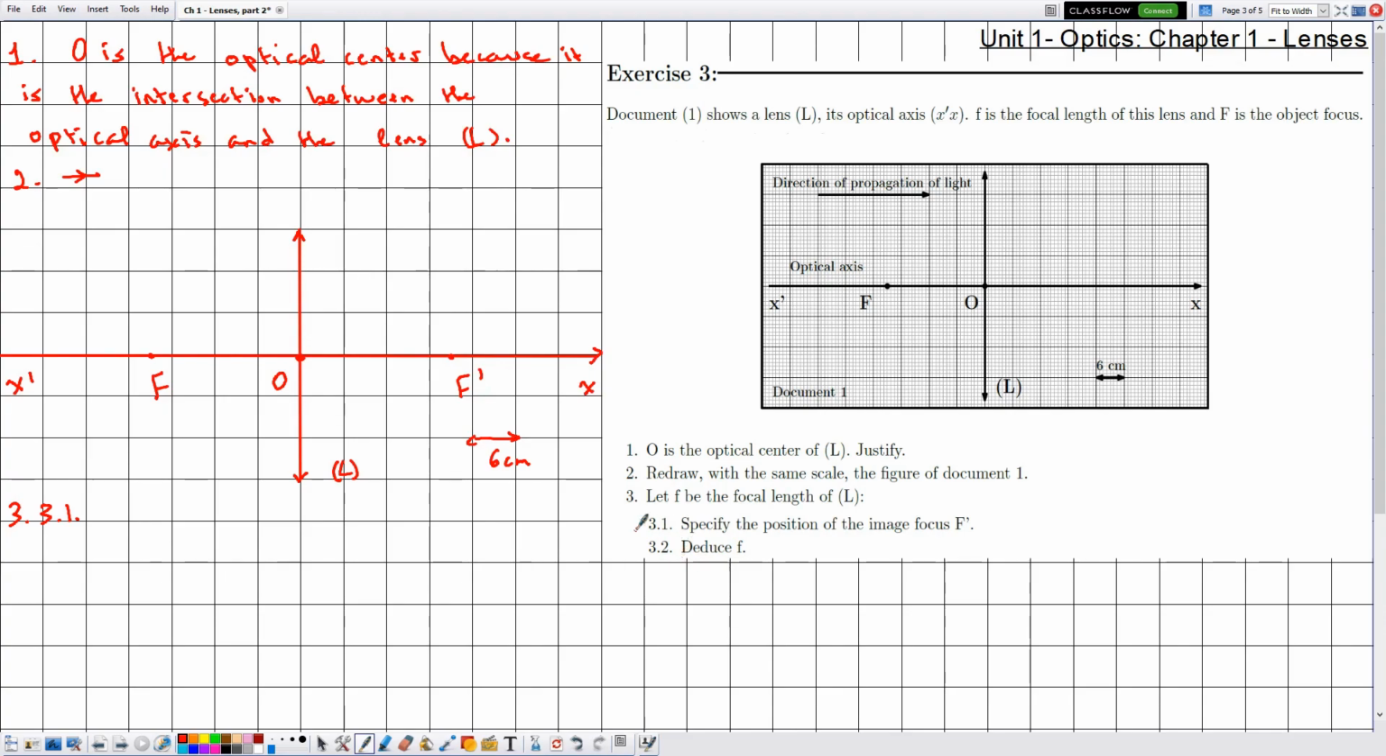And the justification is given by that F and F prime are symmetric with respect to O.